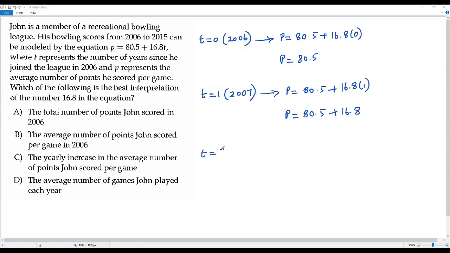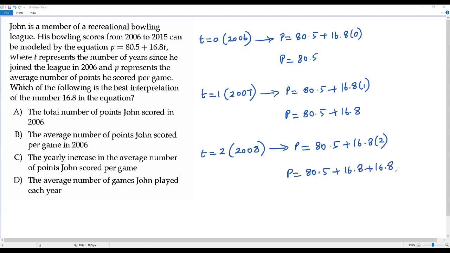If I plug in T equals 2, that represents the year 2008. To find the average points scored by John per game in 2008, we plug T equals 2 into the same equation. Then P equals 80.5 plus 16.8 times 2. Instead of multiplying 16.8 by 2, we can write 16.8 two times, that is 16.8 plus 16.8.